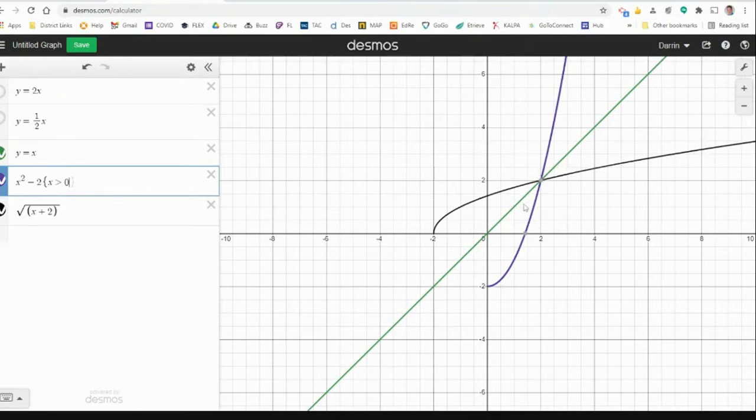But it's a reflection over that y equals x. So that is something that is true of a graph of a function compared to the graph of its inverse, is the reflection over that diagonal y equals x line. It has the points (2, 2), (1, 1), (3, 3), and (4, 4). All of those points are on that line. All those points have x equals y.